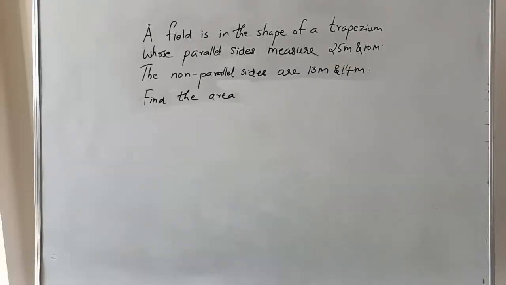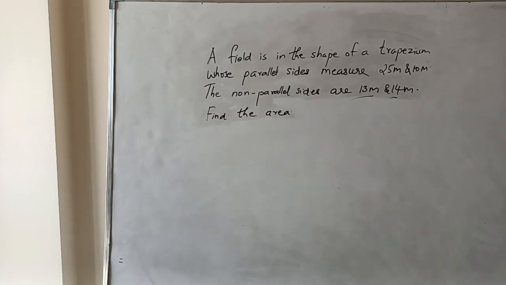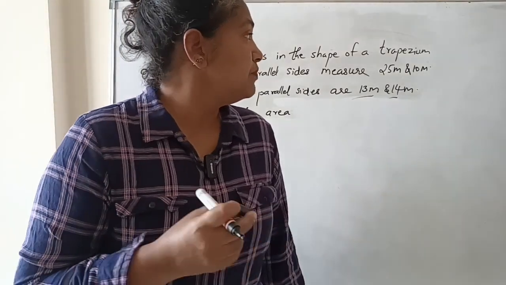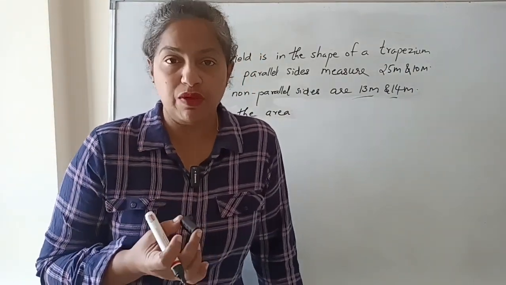A field is in the shape of a trapezium whose parallel sides measure 25 meters and 10 meters. The non-parallel sides are 13 meters and 14 meters. Find the area. So here you are given a field which is in the shape of a trapezium.